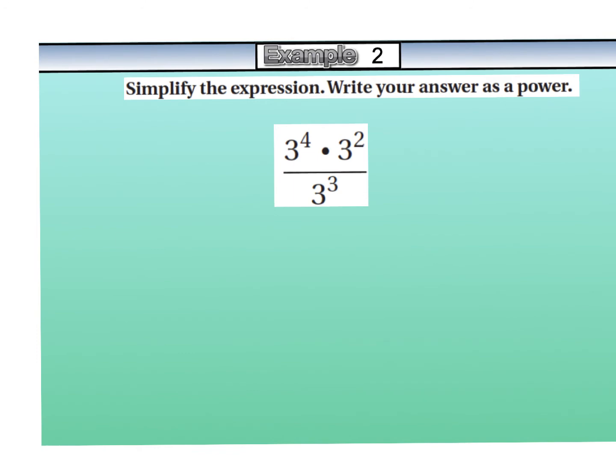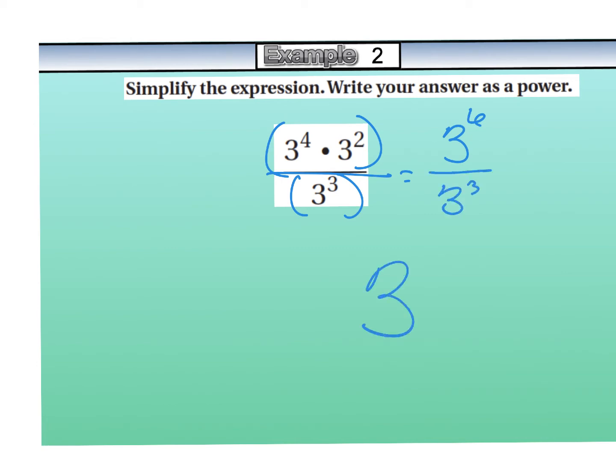So now we're going to mix up a couple of things, and we're going to do everything on top first, everything on the bottom, and then we're going to divide. So remember, when we multiply, we add the exponent. So the top is going to be 3 to the power of 6 divided by 3 to the power of 3. So our answer is 3 to the power of 3. 4 plus 2 gave us that 6. 6 minus 3 gave us the 3.